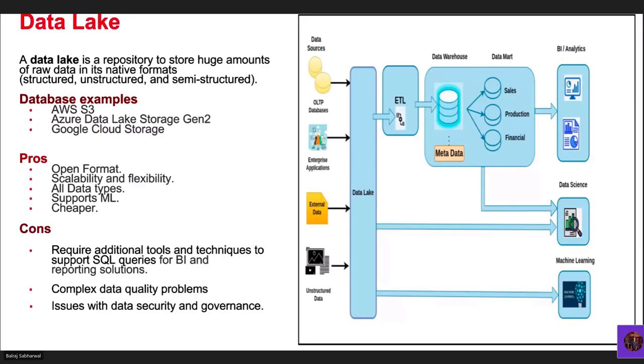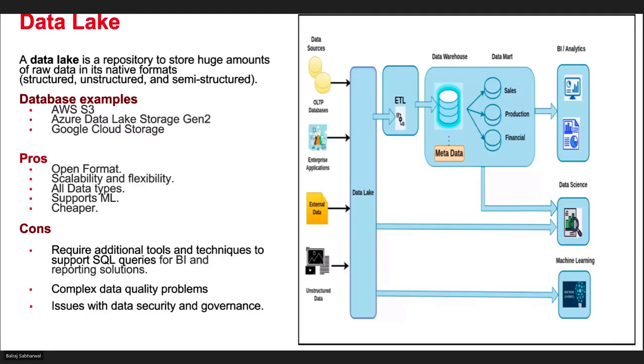Like we can only store it as CSV files or table format. So we can store any kind of data, any kind of file, images or videos, whatever we want to store. Another example is Azure Data Lake Storage Gen 2. Then the cloud also has a data lake, Google Cloud Storage.